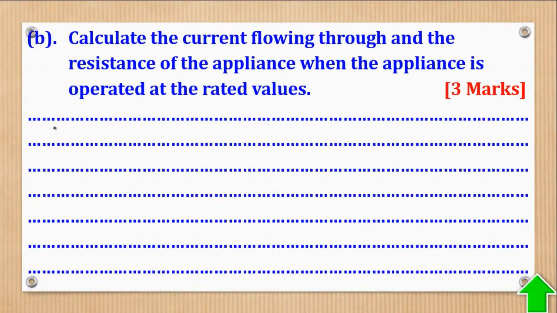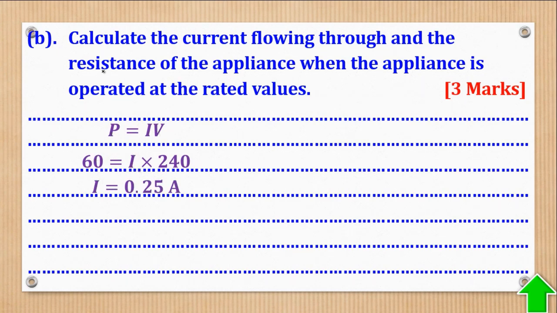That was part A. Part B says calculate the current flowing through and the resistance of the appliance when the appliance is operated at the rated values. So we got voltage and power. Now they want current and resistance. We shall say that first of all, power is equal to IV. So I can substitute for power and the voltage and be able to get the current.